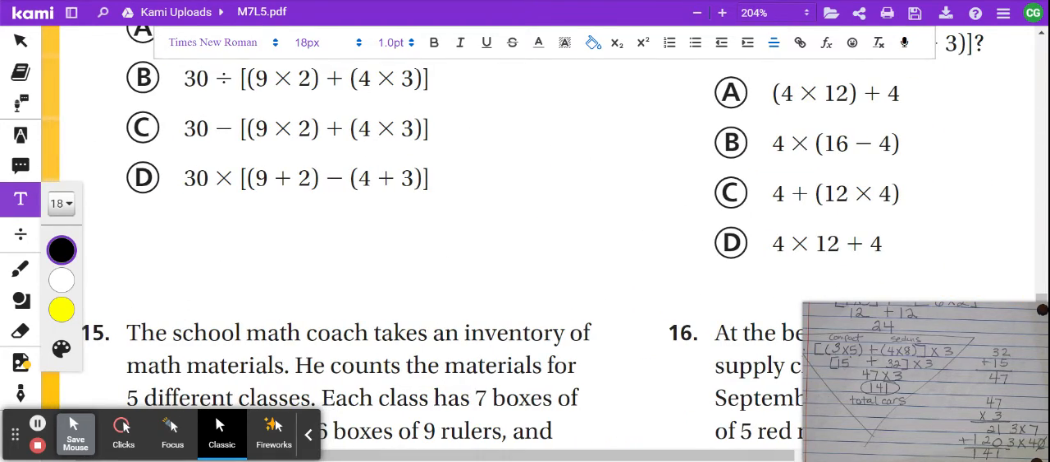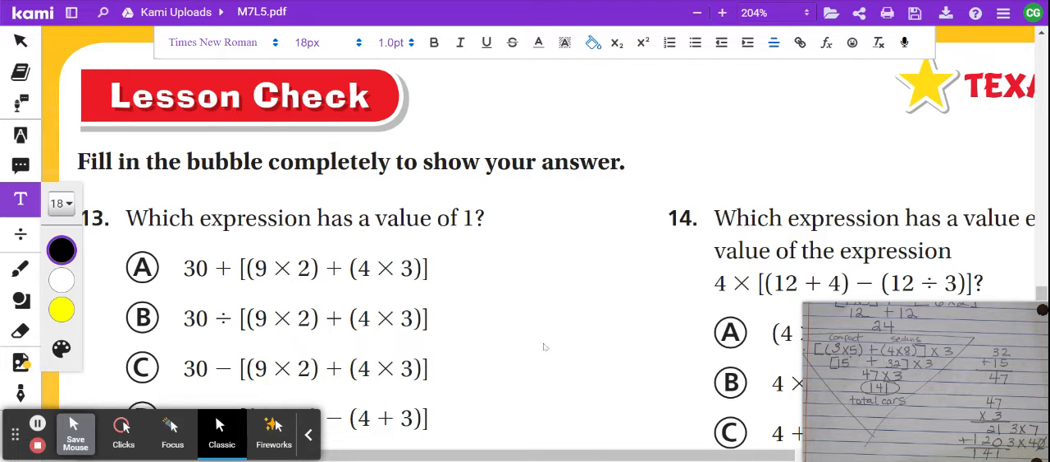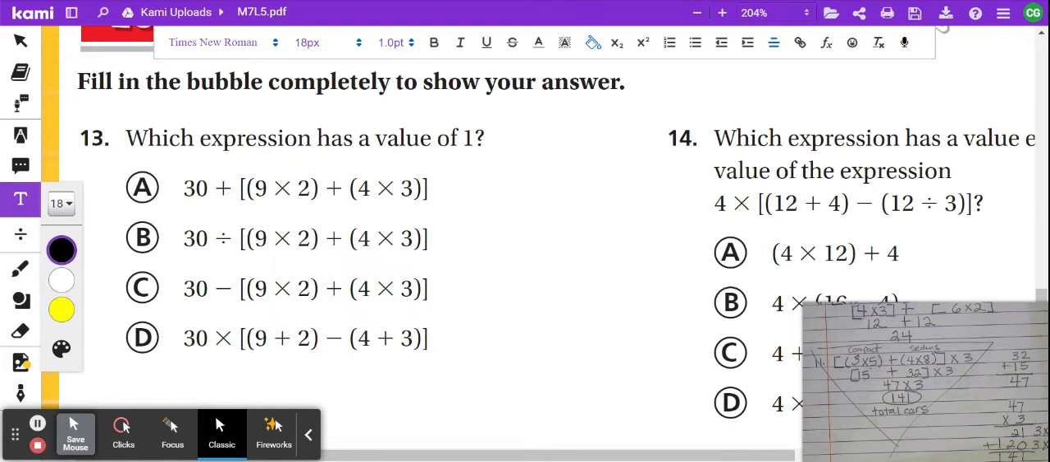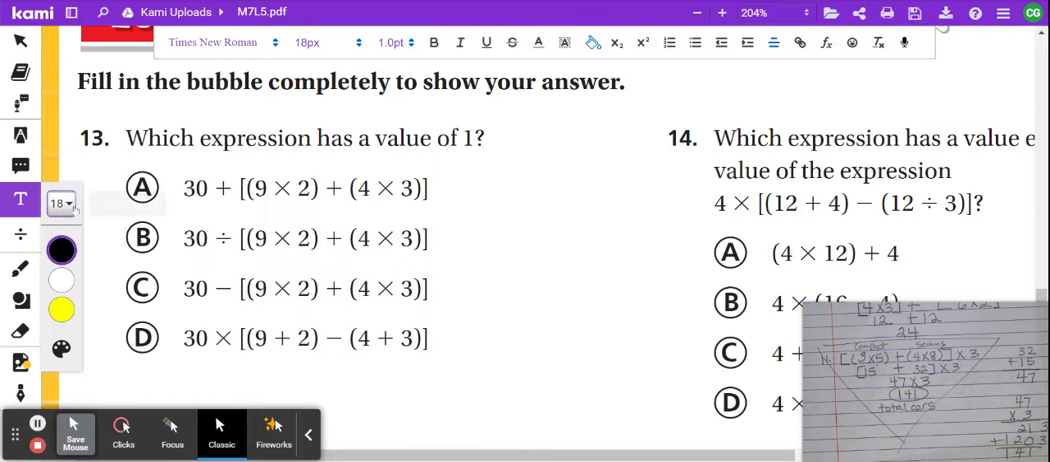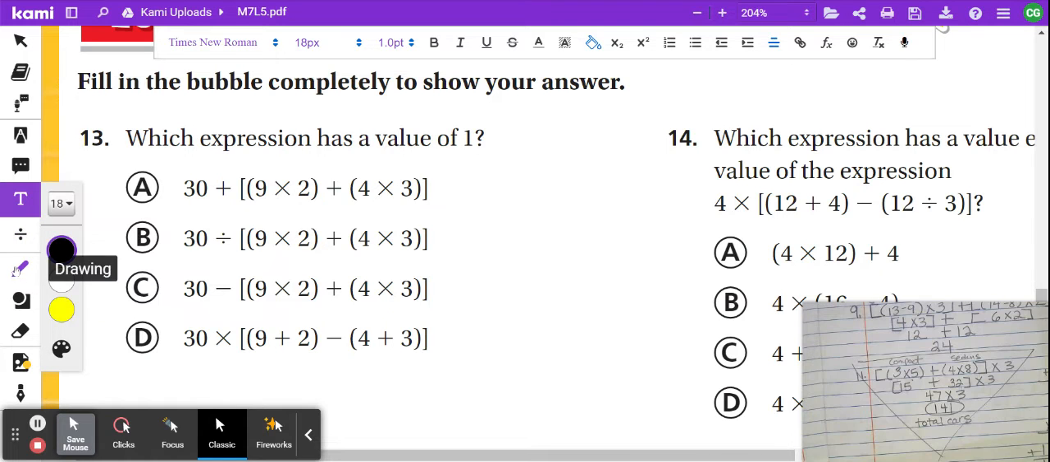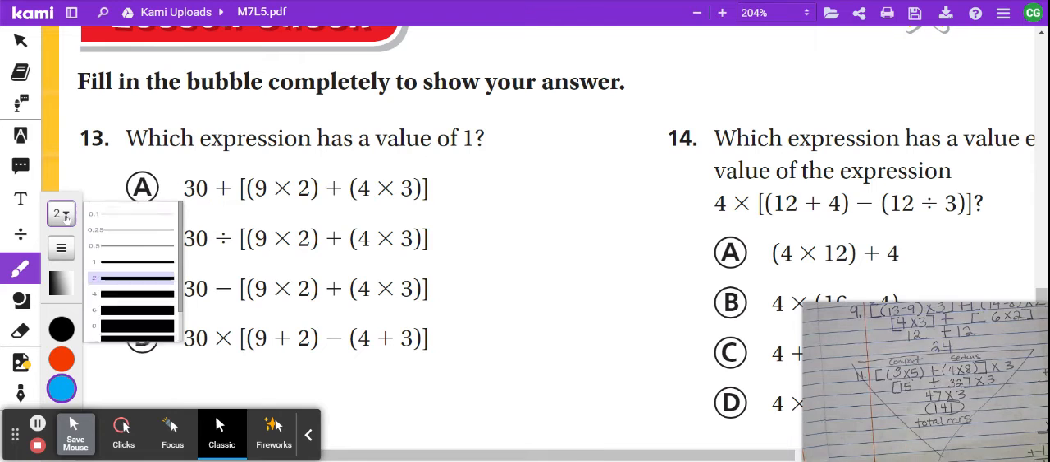Again, you're doing only the odd numbers. Which expression has a value of 1? All right, well, let's look at this one here. I'm going to, let's see if I just make my pen a little bit thinner.